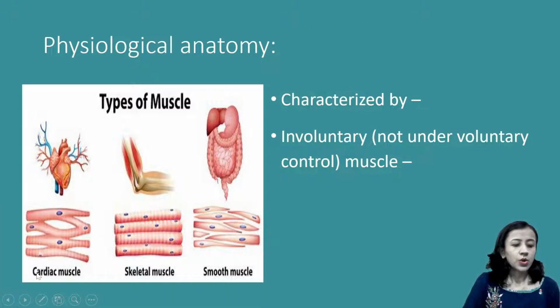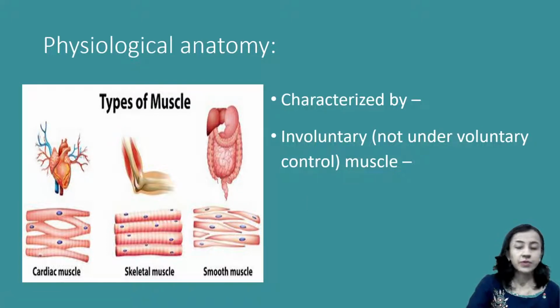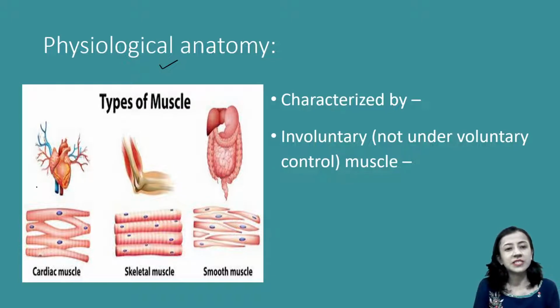Okay, now let us continue with today's topic, that is smooth muscle. In smooth muscle we will discuss starting with the physiological anatomy of smooth muscle. What is this physiological anatomy, how the smooth muscles are there, how they differ from skeletal muscle and cardiac muscle. As we all know, we have three kinds of muscles: cardiac muscles, skeletal muscles, and smooth muscles.